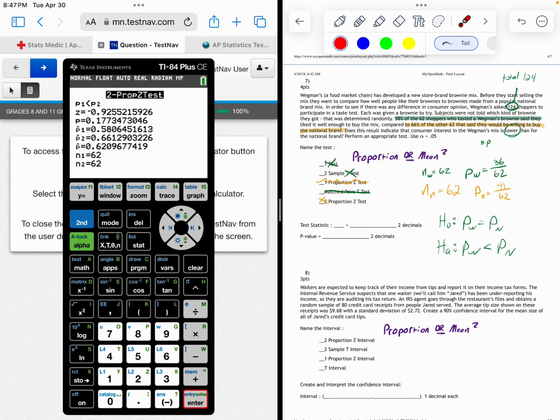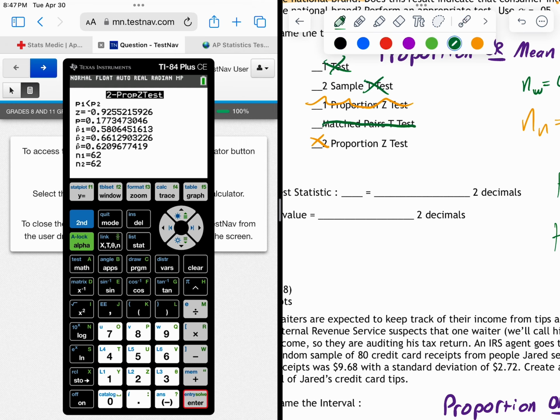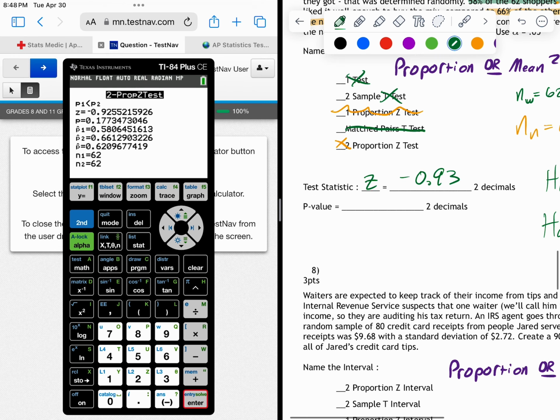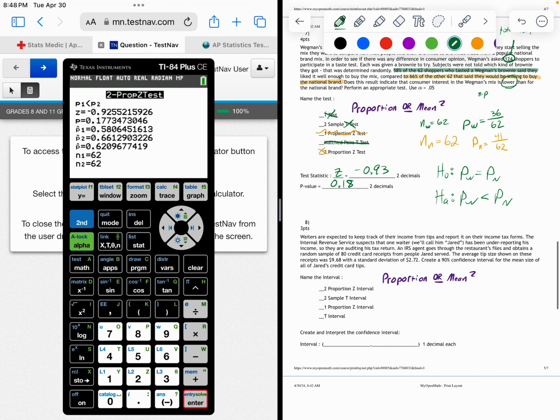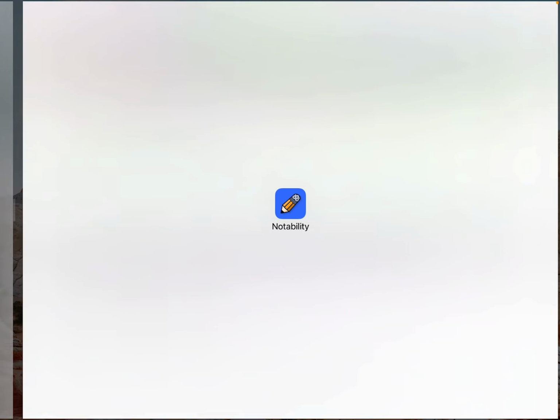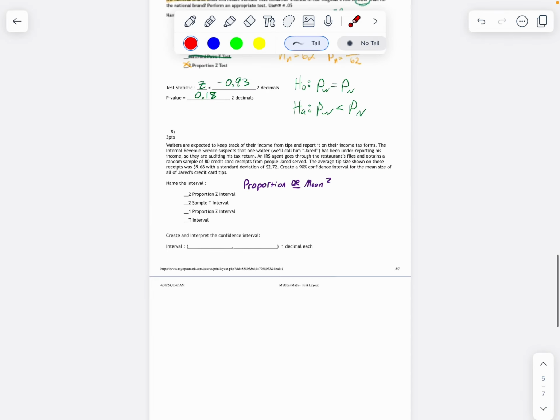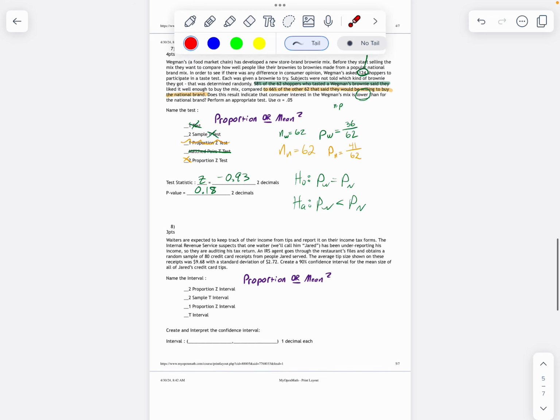Calculate it. My Z star is my statistic. That's my Z, and it's negative 0.93 to 2 decimals. My p-value is 0.18. So it turned out to not be significant because this is above 0.05, which is what we were using. Okay, is this the last one? Hallelujah.